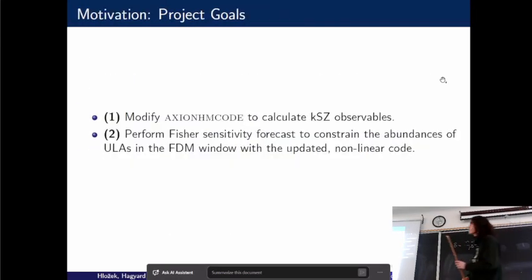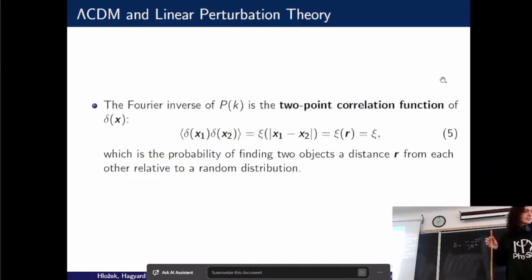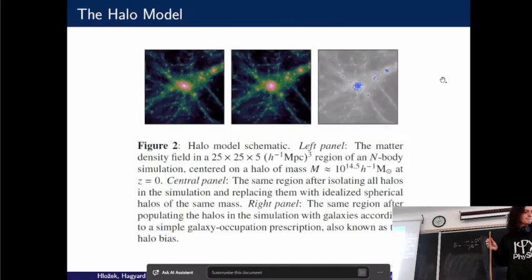So the main goal of this project was to modify the existing halo model code to calculate KSV observables. And as I mentioned, to use statistical methods to constrain the abundances of ULAs in that window, to see if future galaxy surveys, what axion abundances they may be able to probe with the KSV effect. So, I'll just jump right to the results because I think we're running out of time.